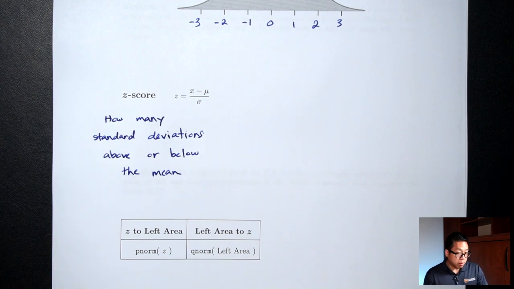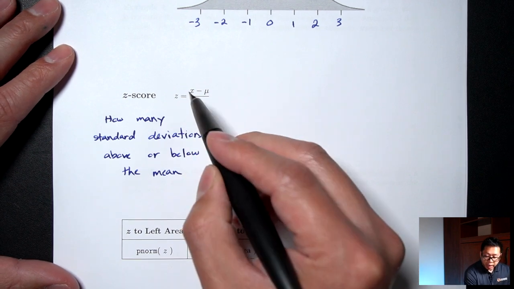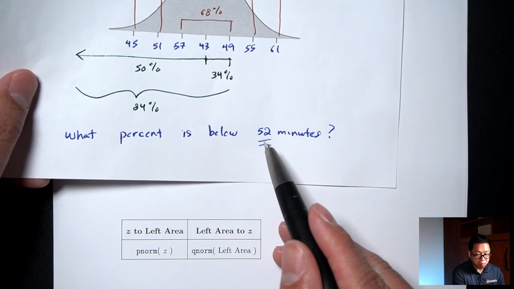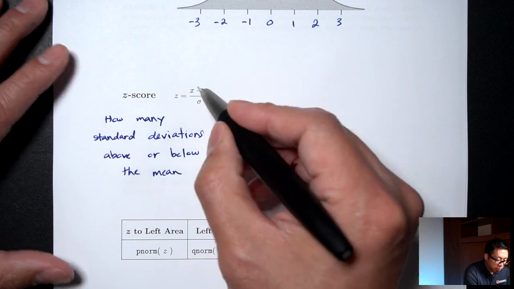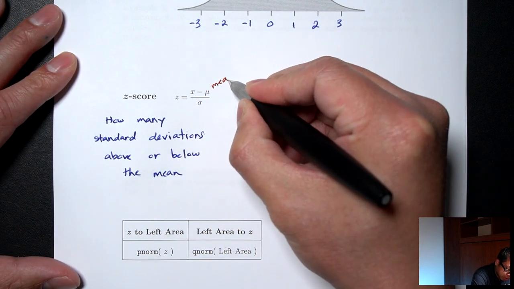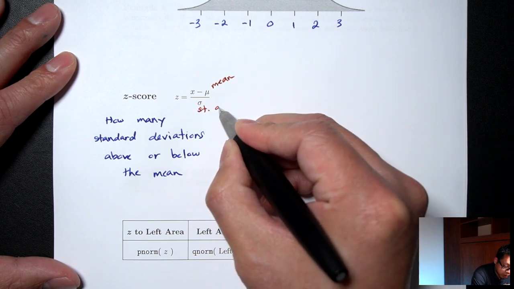Let me tell you what some of these symbols mean. Z is the z-score. X is the data value that you want to find how many steps above or below the mean of. So X would be this 52 that we're talking about. Minus mu, that's the symbol for the mean. On the bottom, sigma, that's the symbol for standard deviation.